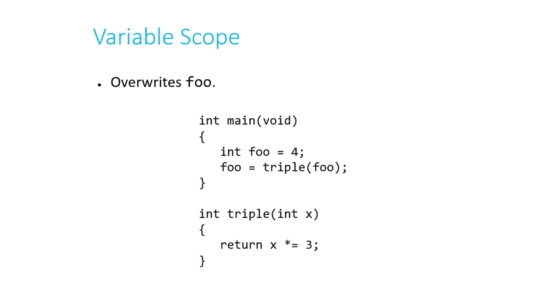This is the only way to do this with local variables. So now, if we added another line of code here at the end of main to print out the value of foo, it would in fact print out 12.